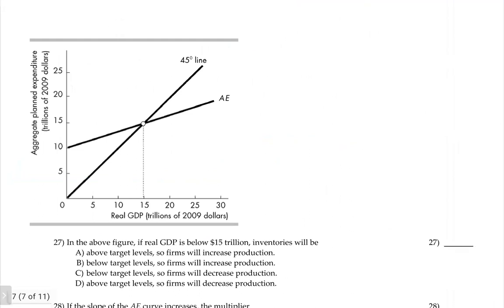Now look at 27. In the above figure, if real GDP is below 15, I believe this is an identical question we have seen before, right? So essentially, if we are on the left side of 15, expenditure exceeds real GDP. So the inventory will be below target. The firm will increase production, right? So we have seen this earlier. So B. So the identical question.